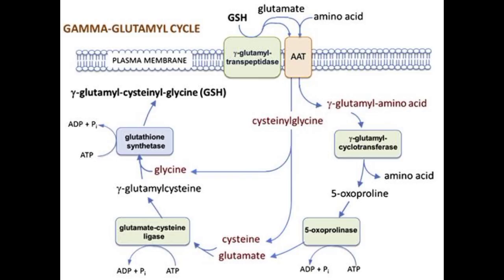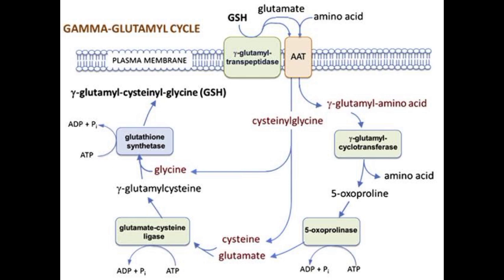In the beginning, the GSH, which is glutathione, is acted upon by gamma glutamyl transpeptidase, and it cleaves glutamate from the cysteine glycine. This glutamate is conjugated with an amino acid, and then it's transported through the membrane into the cell, and gamma glutamyl amino acid is formed, and then the cysteine glycine is left on its own.